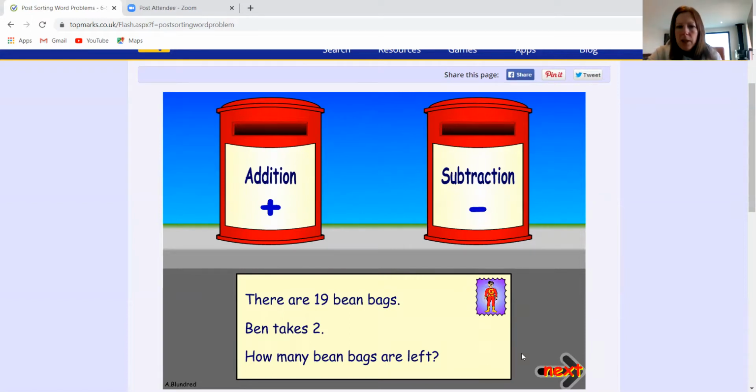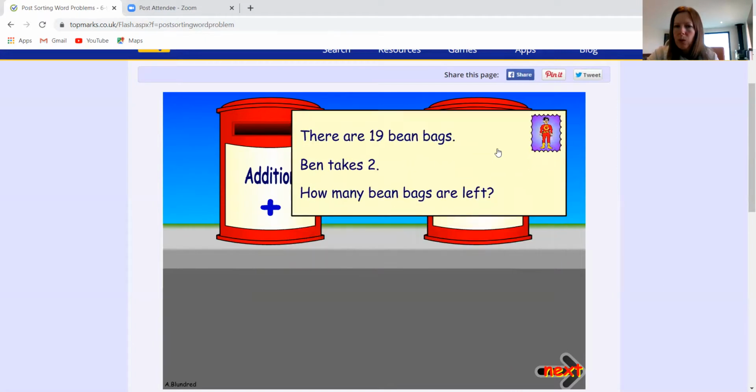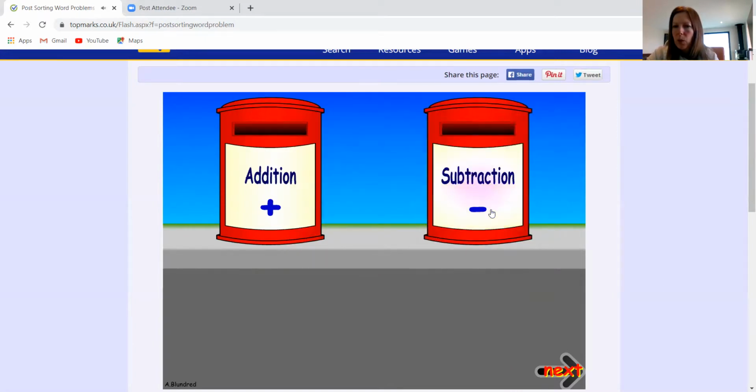Oh, it's a bit similar, this one, isn't it? There are 19 bean bags. Ben takes away 2 bean bags. So how many bean bags are left? So very similar to the last question that we had, wasn't it? So hopefully we've realised we're going to be posting that one into the takeaway one there as well. I'm sure we're going to get an adding one soon. Never know with these games, do you?